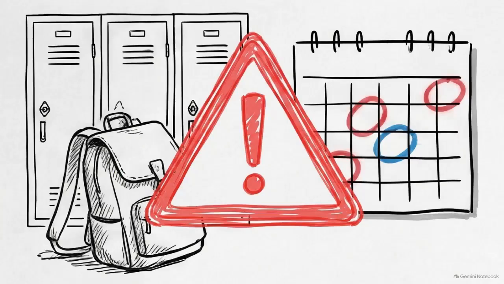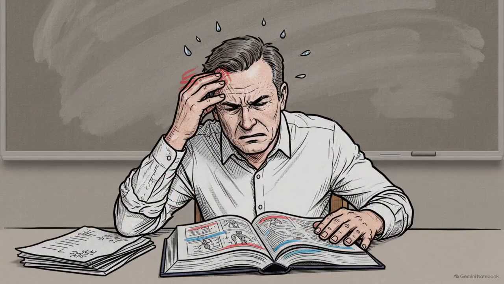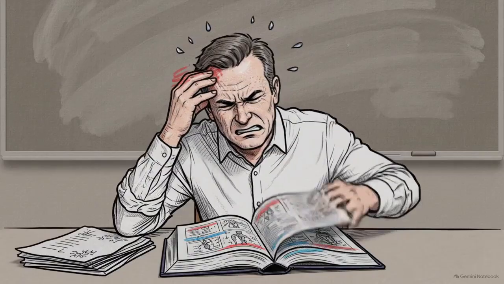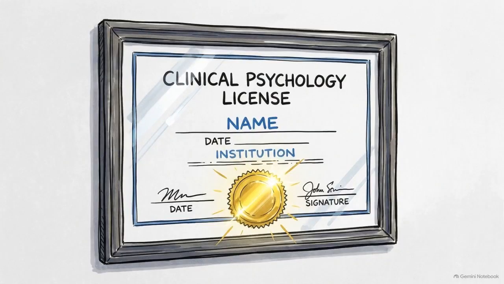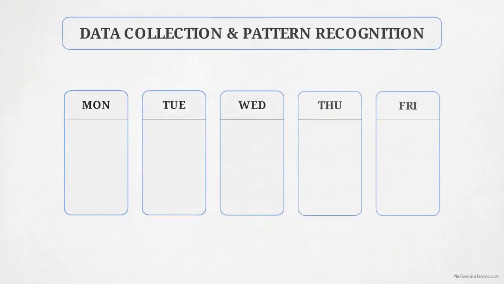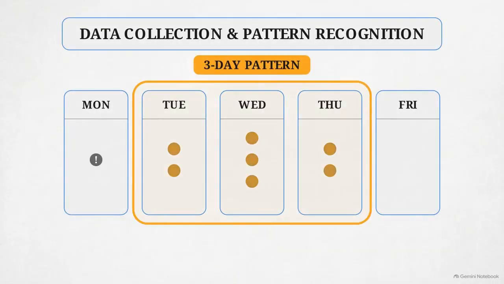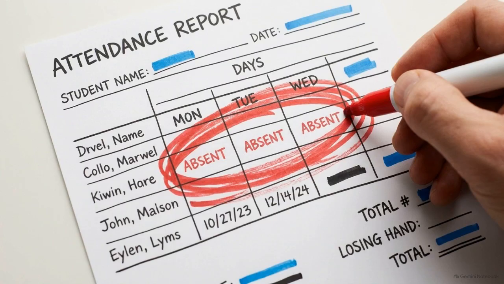Here is where the protocol can fail. School staff must not attempt to formulate a medical or psychological diagnosis based on what they are seeing. Only a licensed clinician can do that. The school's role is strictly data collection and pattern recognition. Identifying the 3-day trend serves purely as the trigger mechanism to bring in professional clinical support.